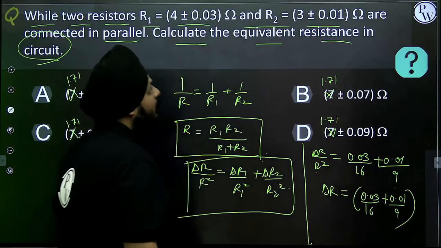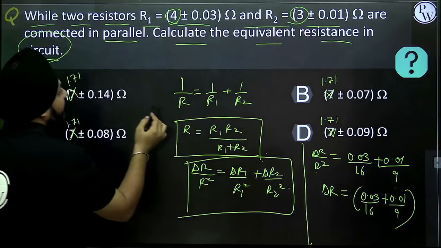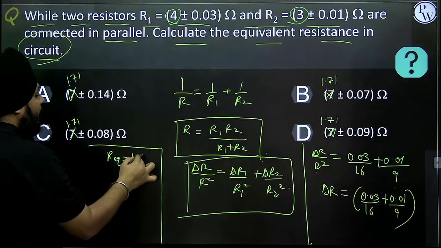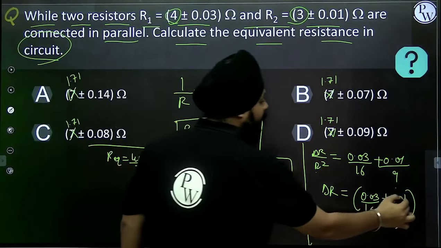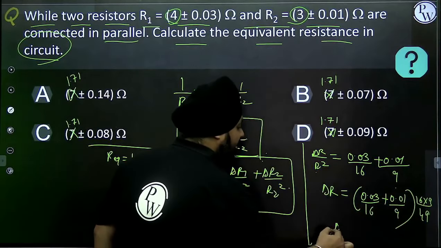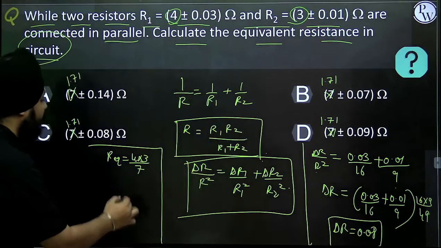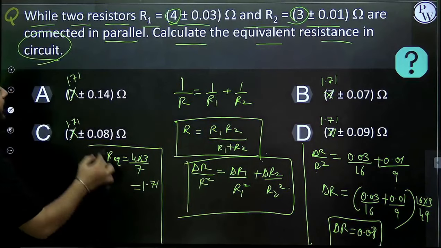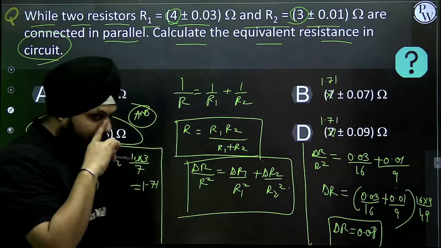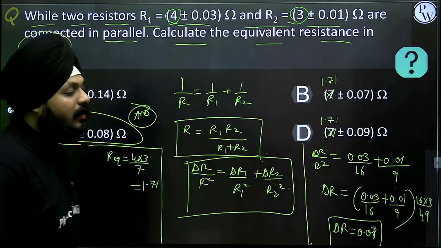What will be the equivalent resistance of 4 and 3 when they are connected in parallel? R equivalent equals 4 into 3 by 7. So can I write it as 16 into 9 divided by 49. So delta R we are going to get as 0.08, and this will be 1.71 approximately. C will be the perfect answer for this specific question.